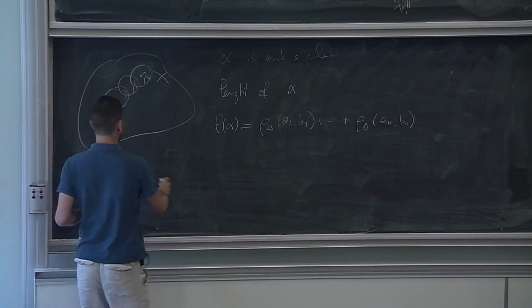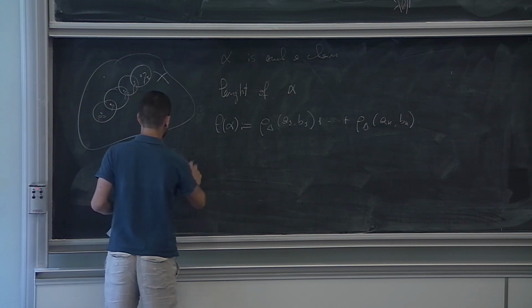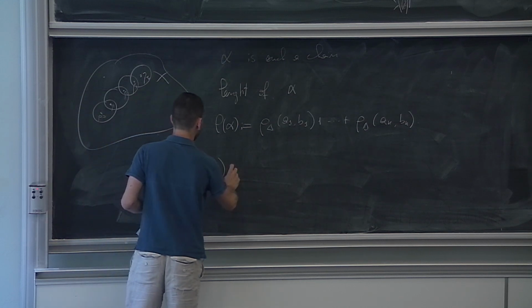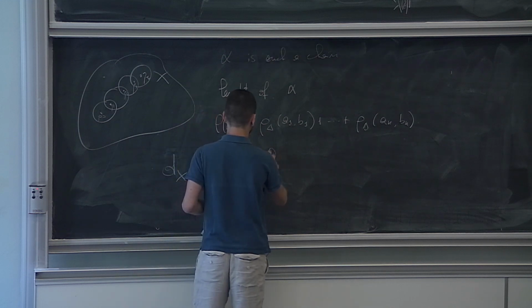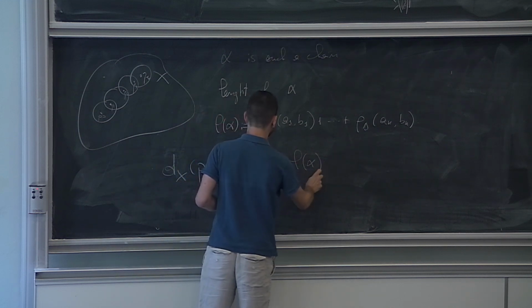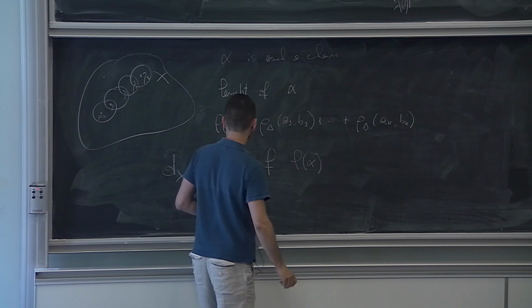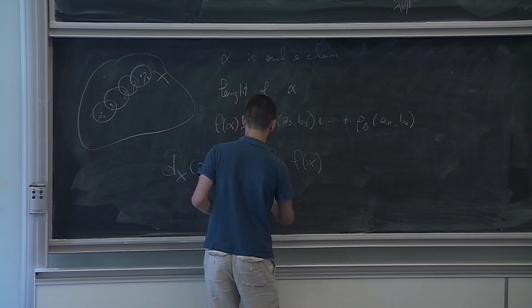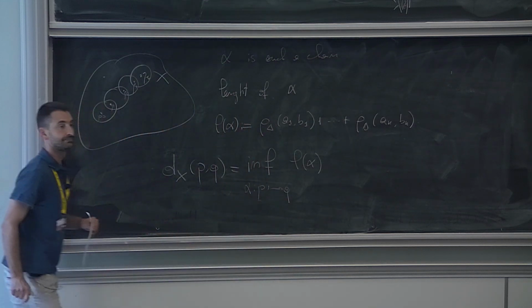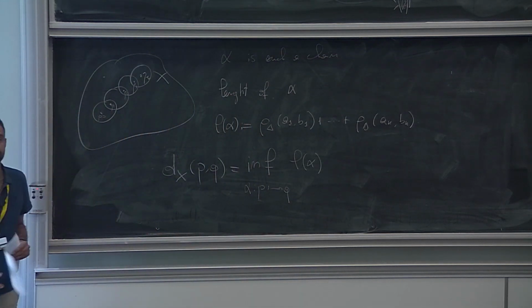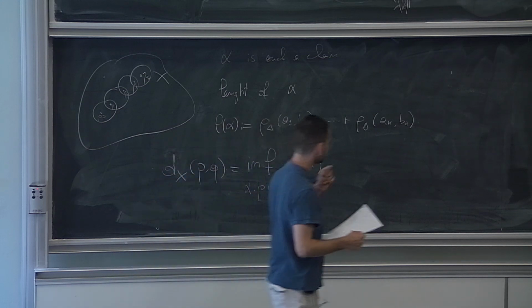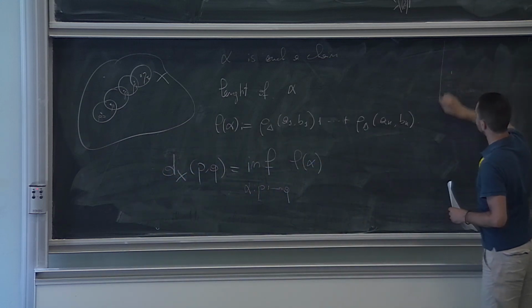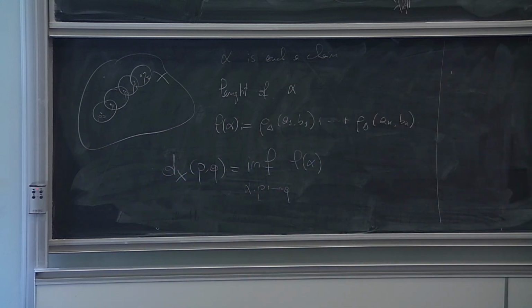And then I define the distance between P and Q to be the infimum of the length of alpha when alpha varies among all these chains connecting P to Q. That's a definition. Good?